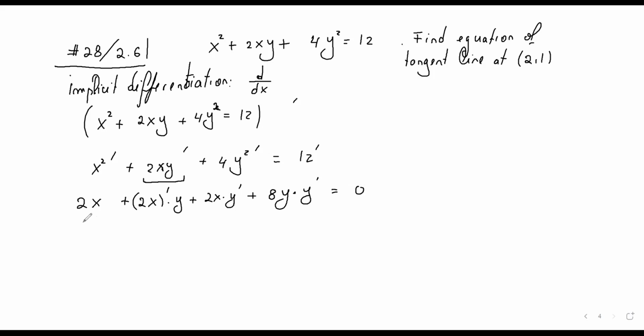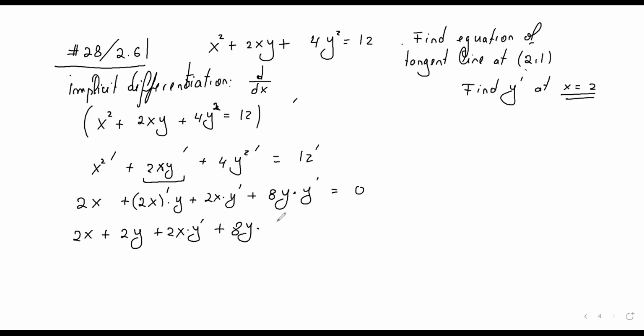All right, folks. So let's calculate the primes here and figure out the problem. 2x plus 2x prime is 2, times y there, plus 2x. Now I don't know y prime. This is what I want to find out. So basically the question is to find y prime at x equals 2, right? When x is equal to 2, plus we have 8y, which again doesn't change, times y prime equals 0.